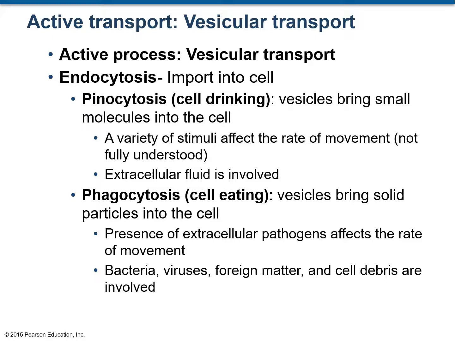When something is getting imported into the cell, it is known as endocytosis. So endo, remember entry. Endocytosis can again be divided into two types, pinocytosis and phagocytosis. Pinocytosis is the equivalent of cell drinking. That means when the vesicles bring liquid or really small molecules into a cell, that is pinocytosis. Phagocytosis is cell eating, when vesicles bring large solid particles into the cell, that is phagocytosis.